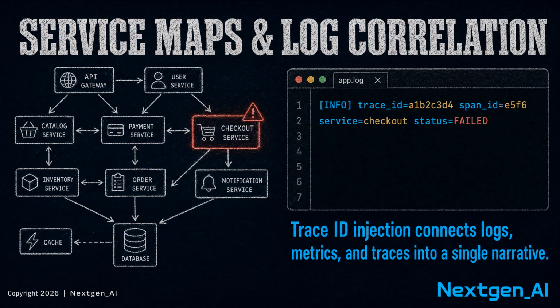In complex microservices architectures, understanding dependencies is foundational to effective incident response. Service maps visually represent your system's dynamic topology, highlighting critical interaction paths and surfacing where bottlenecks or failures manifest. But a map alone is just a high-level picture. When an anomaly lights up on your map, an SRE or AI agent needs to instantly pivot from the visual overview to the granular details. This is precisely where robust log correlation becomes indispensable.